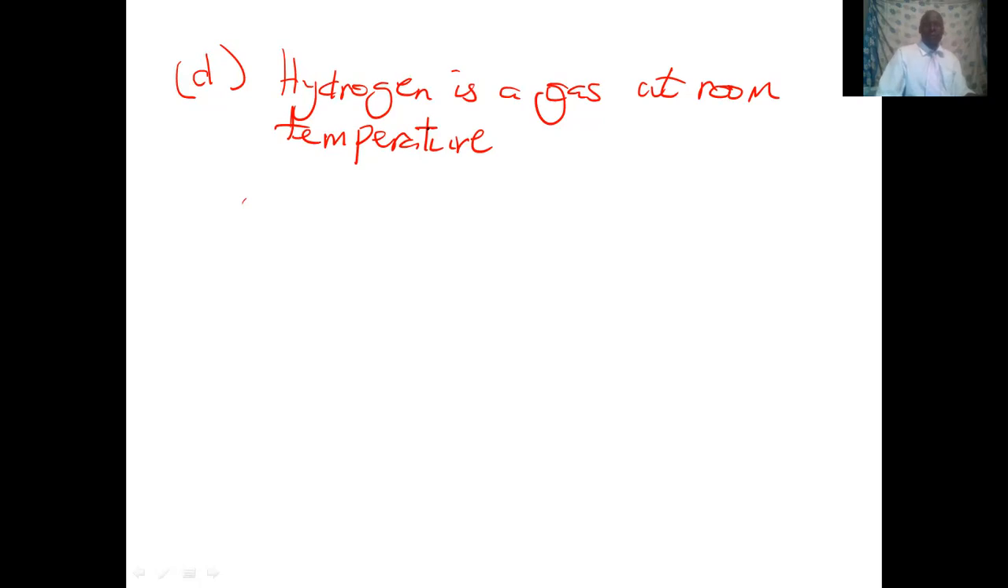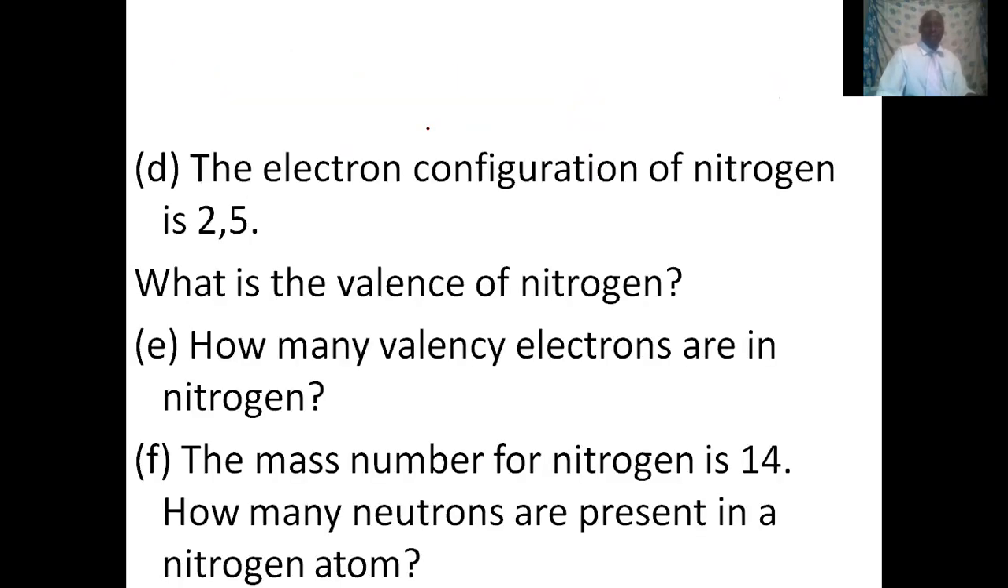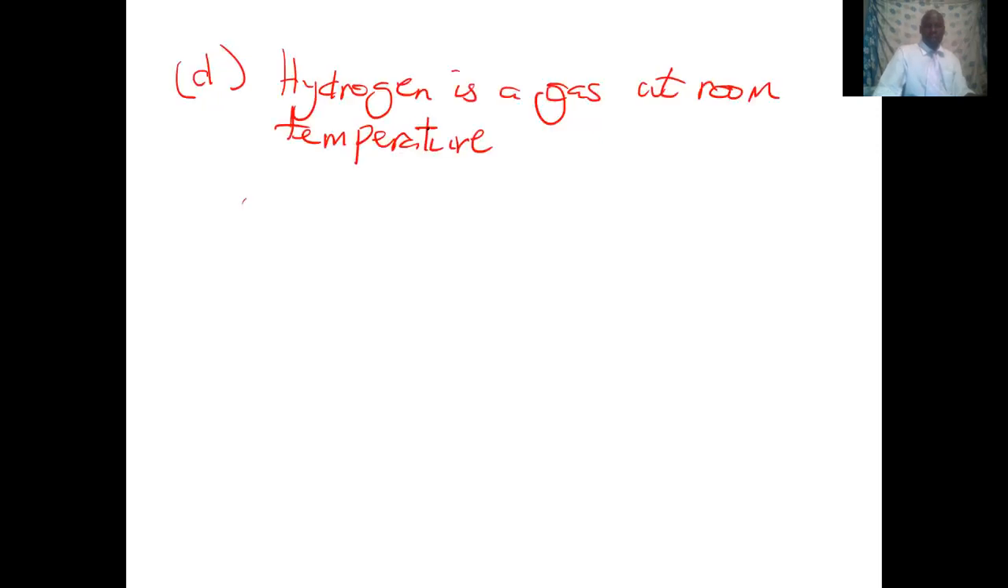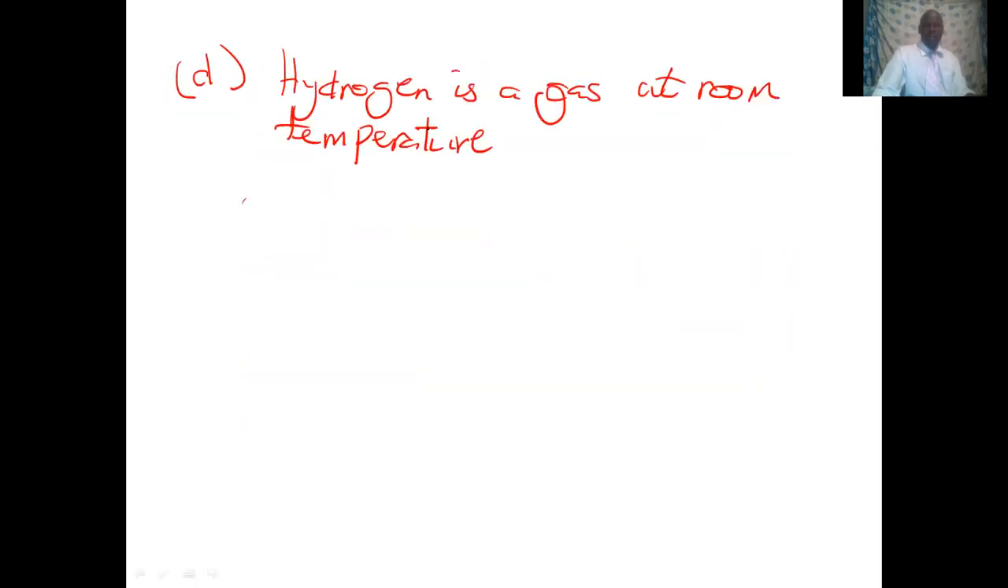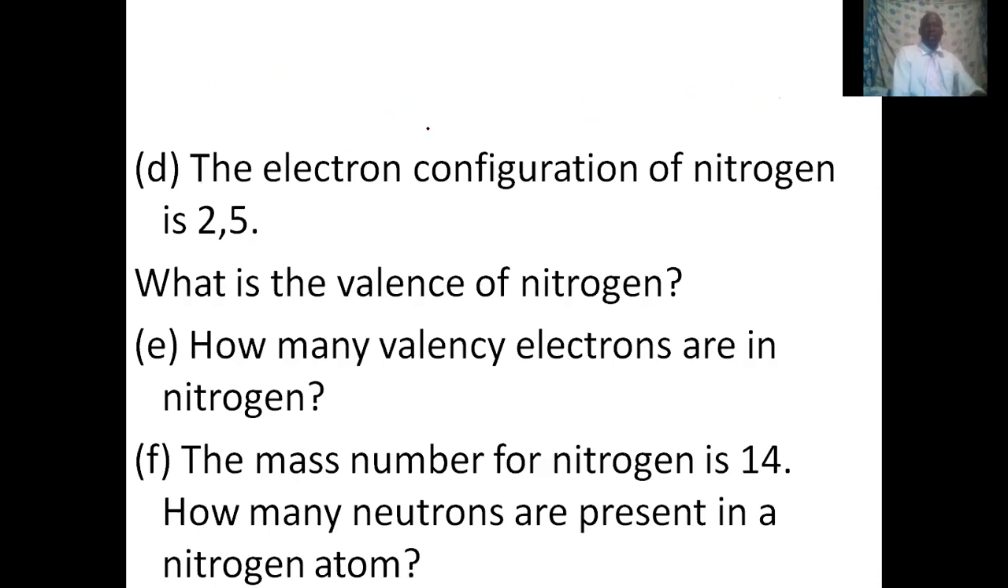Okay, so we are done with that one. We go to the other question. The electron configuration of nitrogen is 2,5. What is the valence of nitrogen? So number D, the valence of nitrogen. They have said nitrogen has the electron configuration 2,5. So what is the valence?